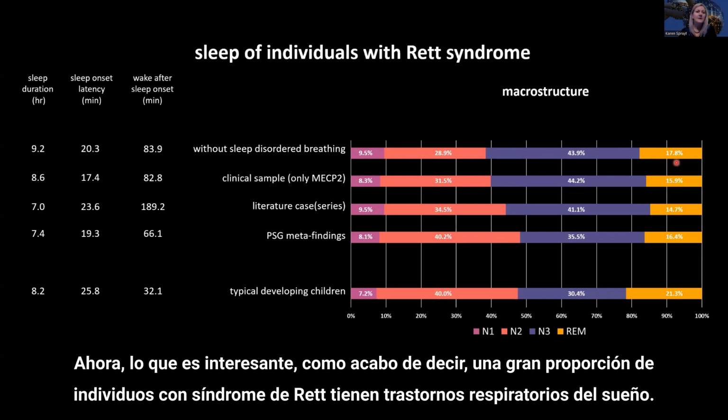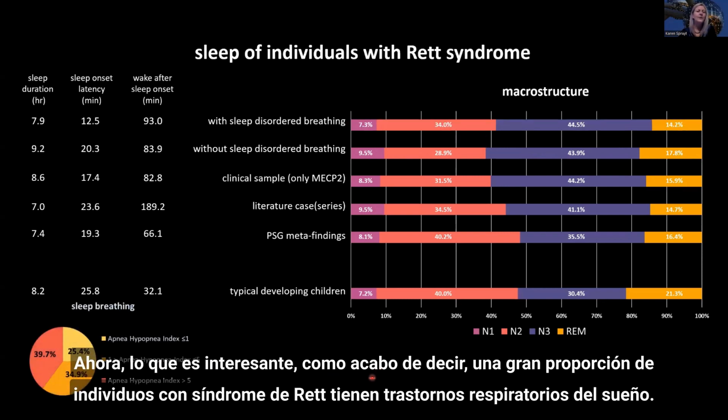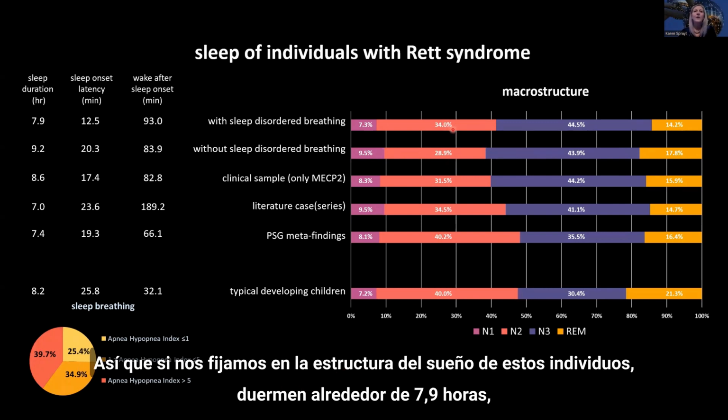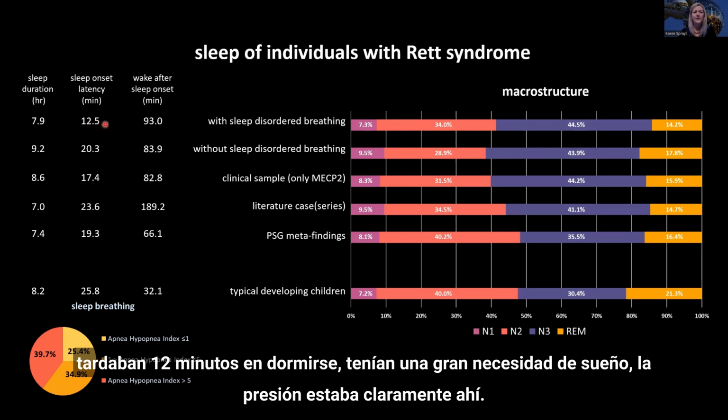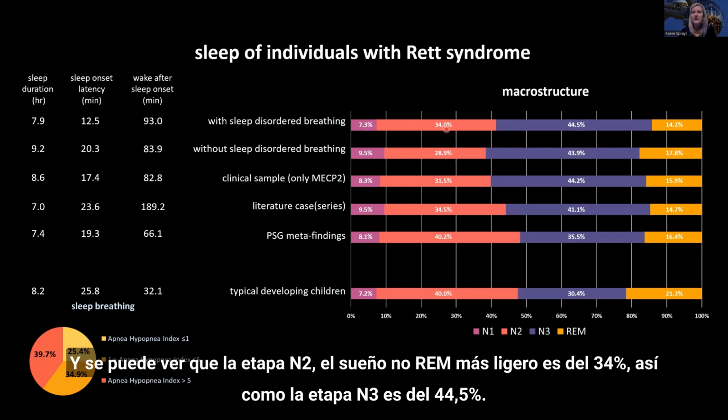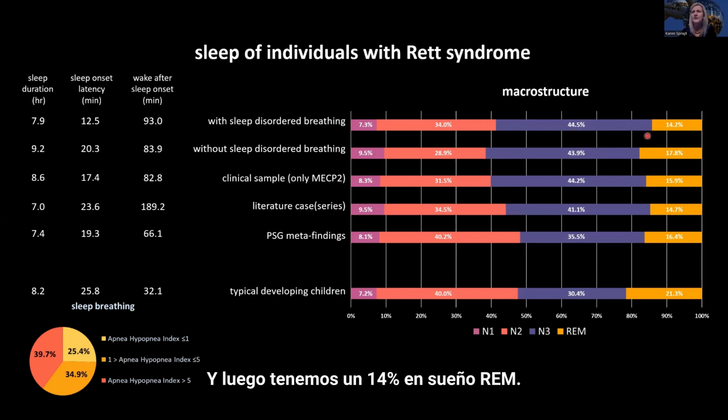Now, what is interesting, as I just said, a large proportion of individuals with Rett syndrome have sleep disordered breathing. You can see the severe sleep disordered breathing in childhood, almost 40% of them suffer sleep disordered breathing. So if we look at the sleep structure of these individuals, they sleep around 7.9 hours. It took 12 minutes to fall asleep, but they had a huge sleep need. So the pressure was clearly there. And then you have 93 minutes of wake during the sleep period. And you can see that stage N2, so the lighter non-REM sleep, is 34%, as well as the stage N3 is 44.5%. And then you have 14% in REM sleep.